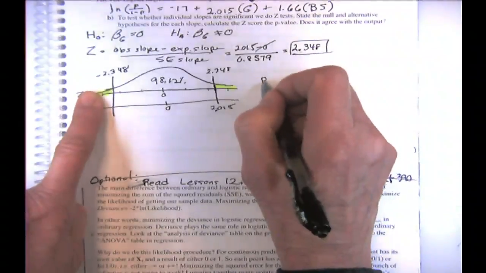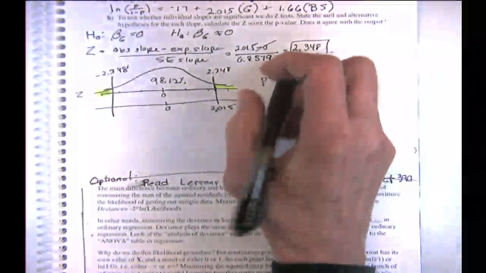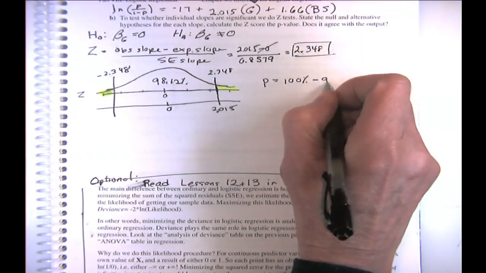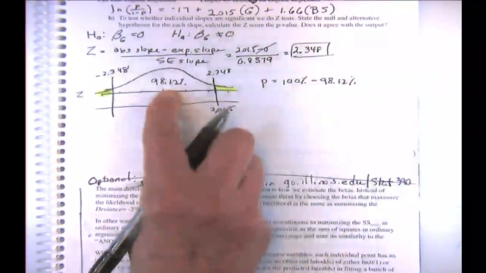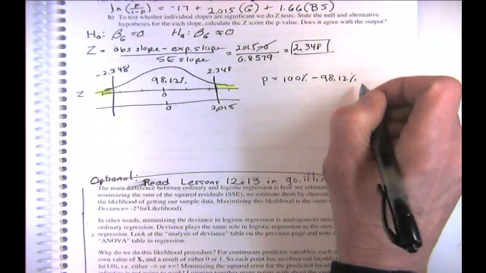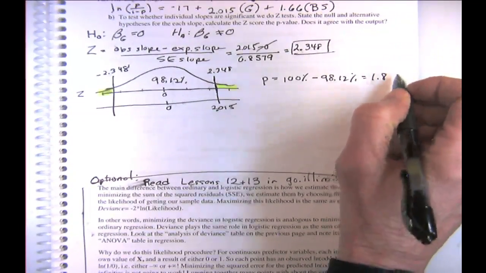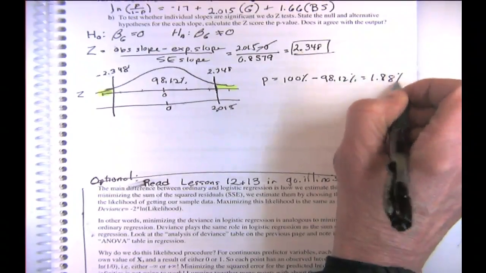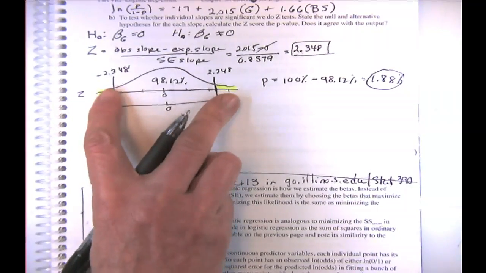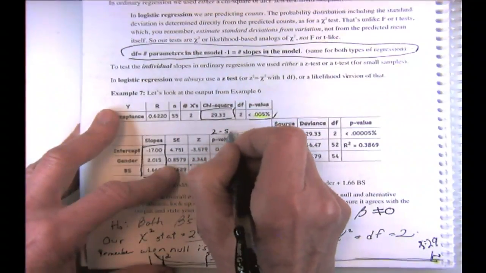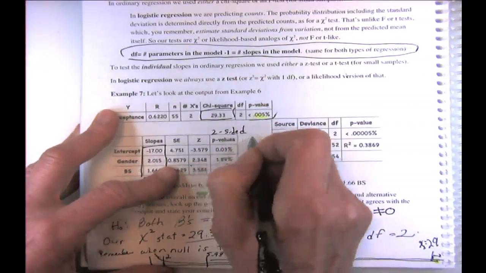And so our p would equal 100% minus 98.12%. That's somewhat of an approximation, and that's 1.88% for the two tails together, about 2%, which is very similar to what we got. So these are two-sided p-values that are given.